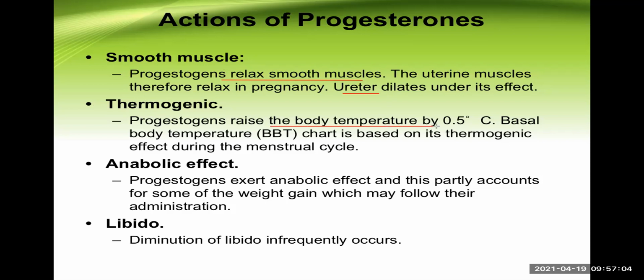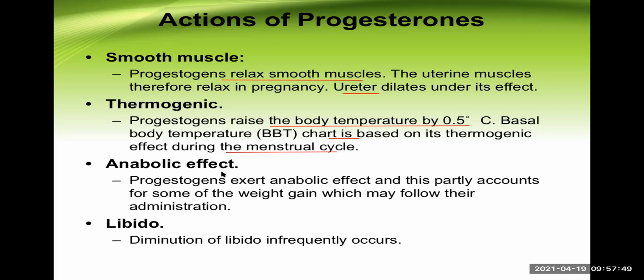Progesterone raises the body temperature by 0.5 degrees centigrade. So this is known as increase in basal body temperature. And this basal body temperature charting is based on its thermogenic effect during the menstrual cycle. Let me clarify this again. Some ladies know when ovulation has occurred by measuring the body temperature around the time of ovulation, or around the time of mid-cycle. They know exactly which day ovulation has occurred, because after progesterone, the body temperature rises. This is known as thermogenic effect.